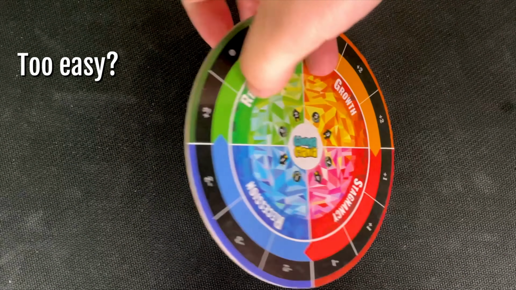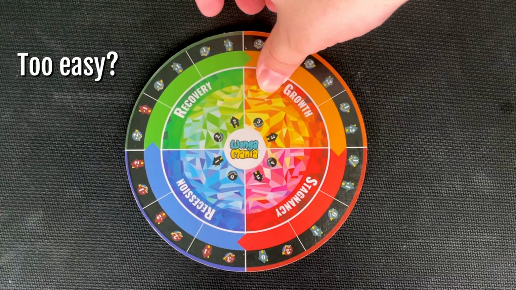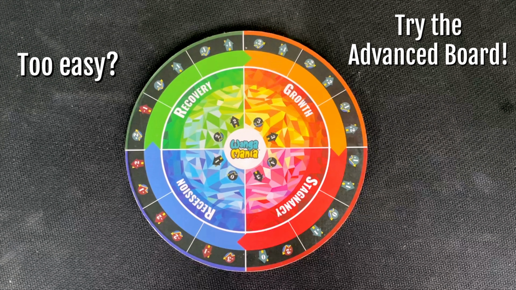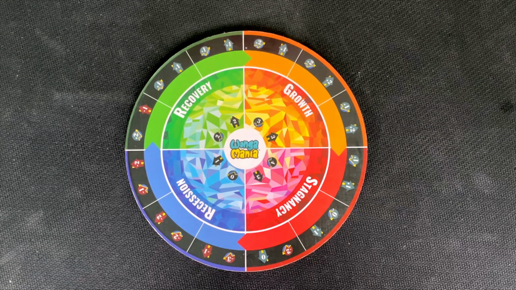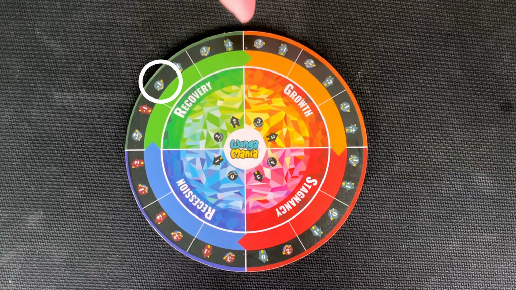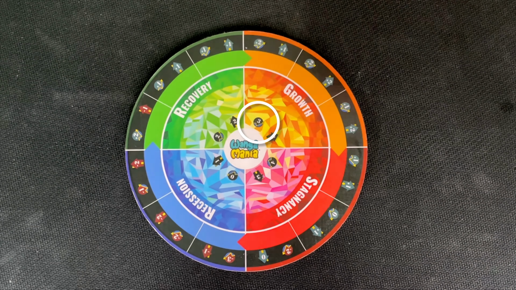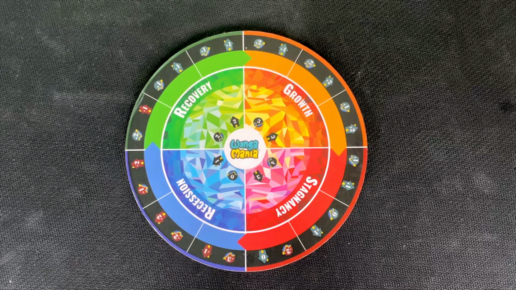If after a period of time this basic board is getting too easy for you and your friends, try playing the advanced board. The gameplay is generally still the same. Just note that the income track for stocks and properties are now different, and the same goes for the buying and selling prices of those assets.